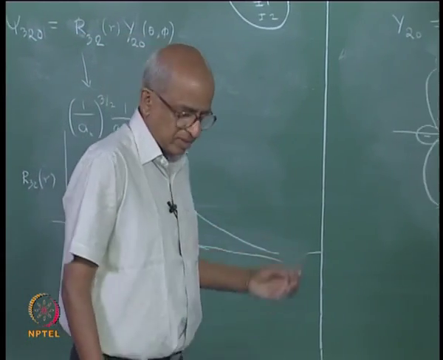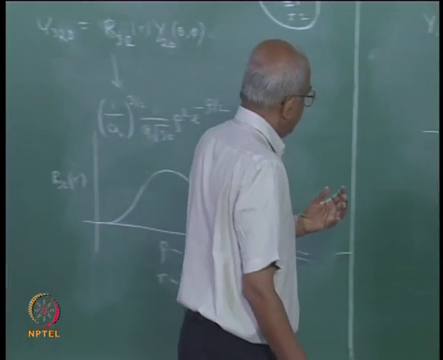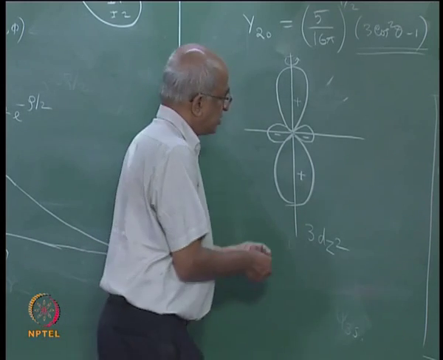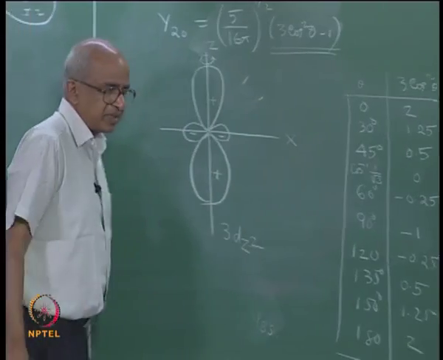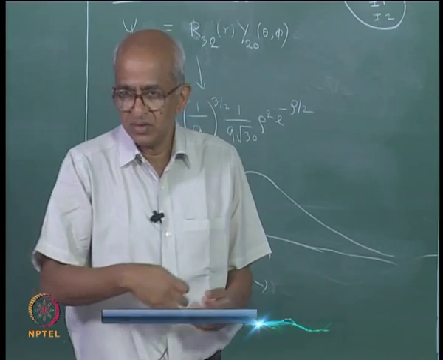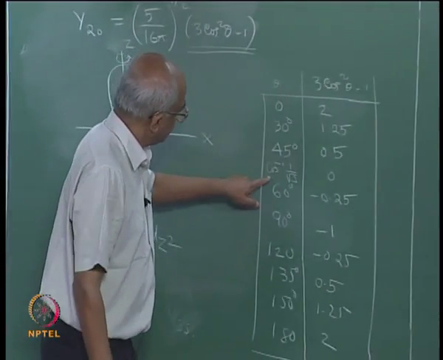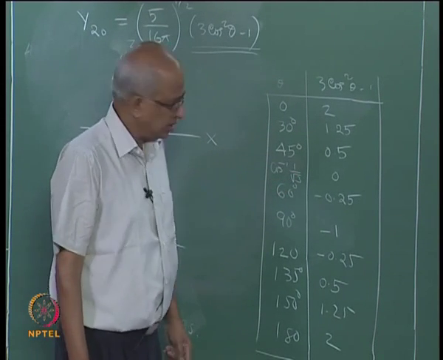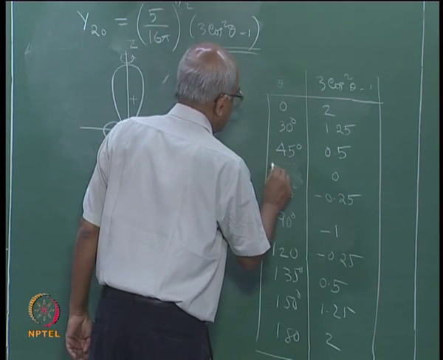We will continue what we were doing. We look at the 3D z square orbital. As I told you, this is the polar plot in the xz plane, and if you wanted to get the 3-dimensional appearance, you have to take this figure and rotate it about the z axis. Further, I also told you that in the direction with theta equal to cos inverse of 1 by root 3, you can actually calculate it, it will turn out to be 54.73 degrees.